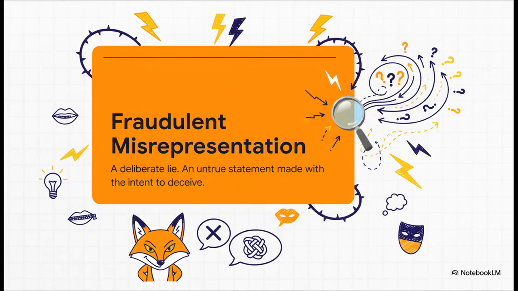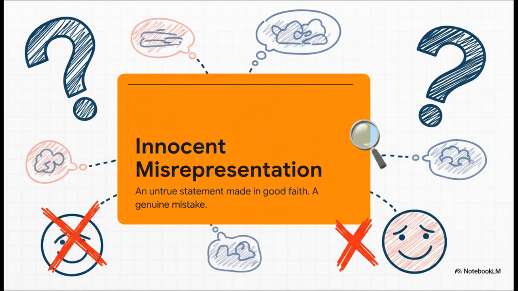All right, let's start with the far end of that spectrum, fraudulent misrepresentation. This is a lie. The magic words here are deliberate and intent to deceive. The person knows what they're saying is false, and they are saying it specifically to trick you. Now let's swing all the way over to the other side, innocent misrepresentation. This is a whole different ballgame. It's an untrue statement, yeah, but it was made in good faith. The person genuinely thought they were telling the truth. It's just a mistake. There was zero intention to fool anyone.